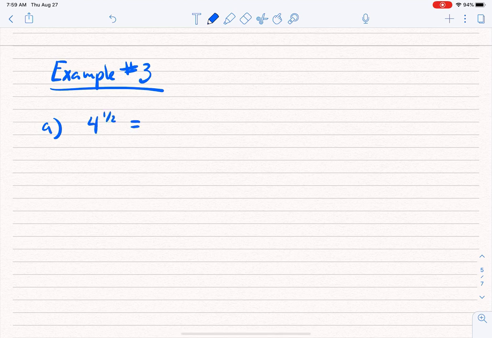Okay, now think about that. The top is the exponent, 4 to the 1 power, that's easy. And the bottom is the root. 2 is the same thing as the square root. And so we'd say the square root of 4 to the 1st power, which is just the same thing as the square root of 4, which is 2. Wow, this is simple stuff.